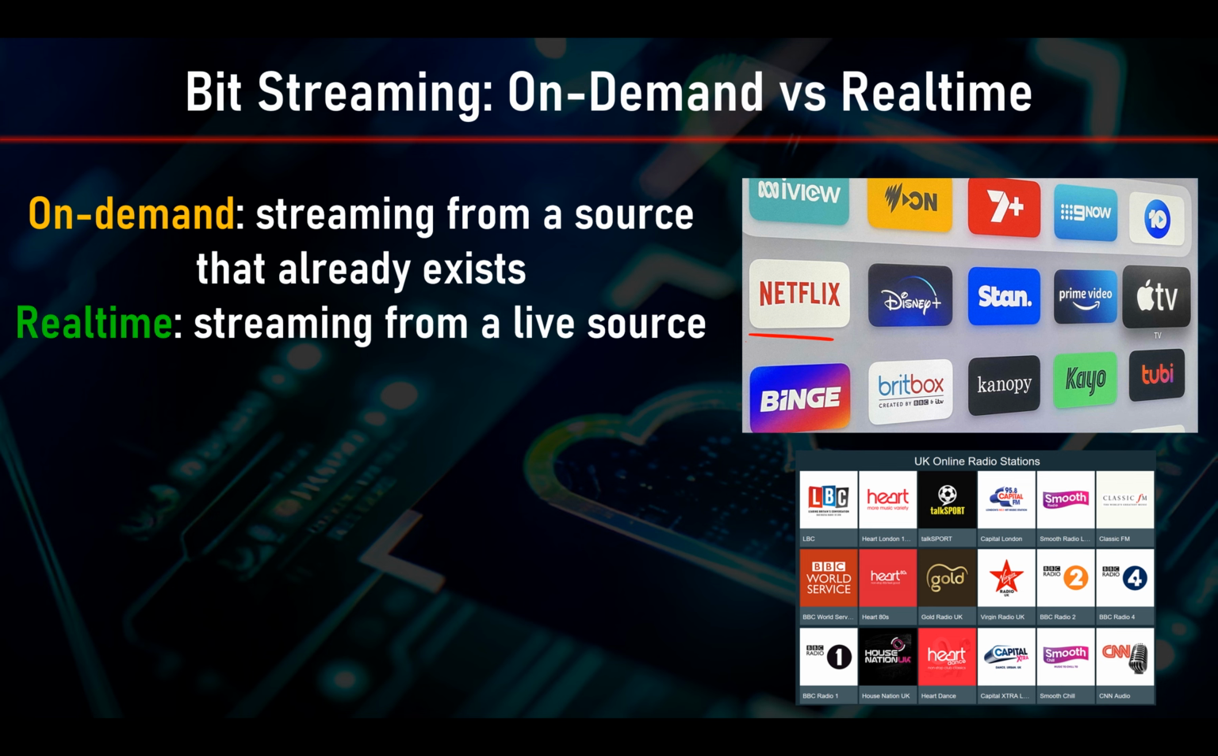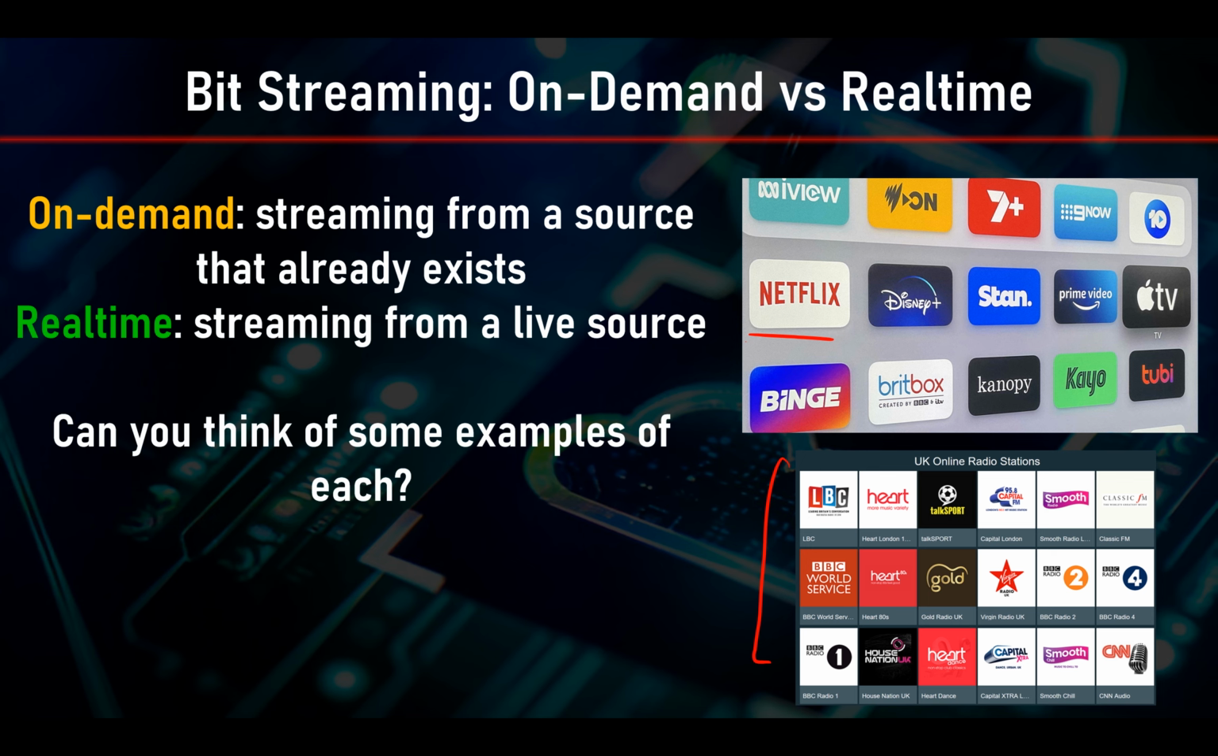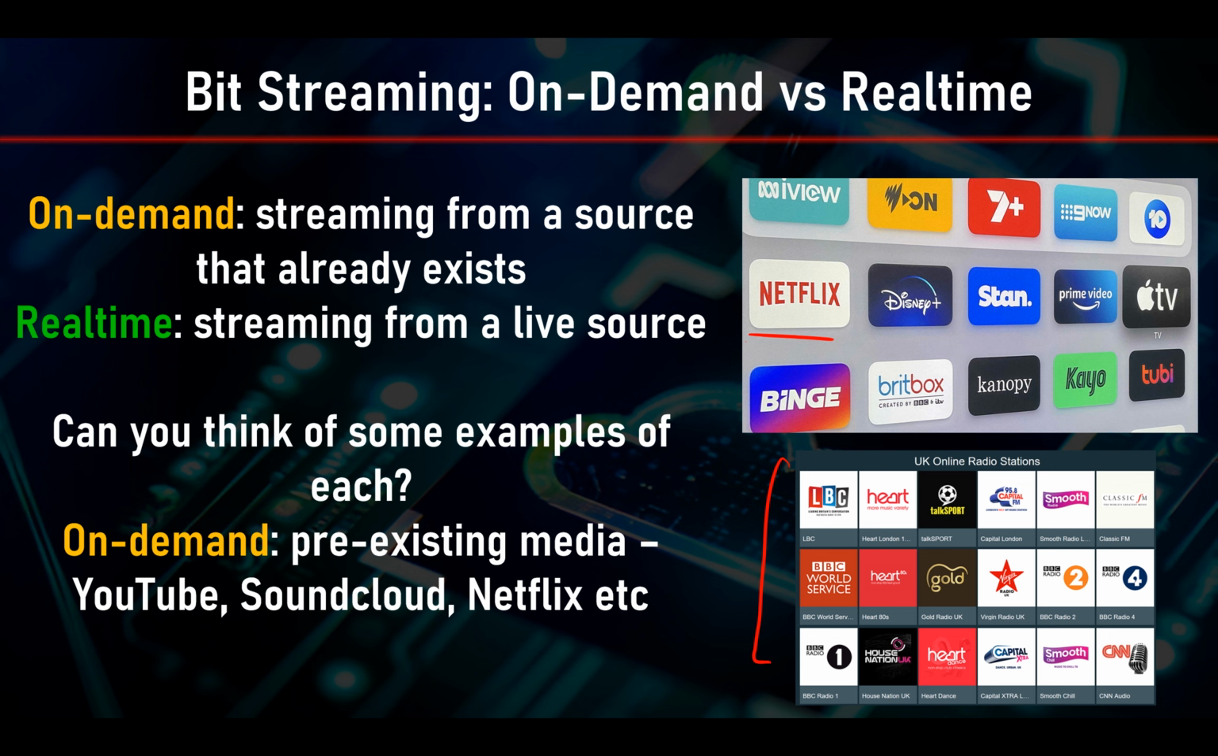Then real time is streaming from a live source. So kind of like here, if you're listening to radio stations, watching a football match, or watching Twitch or whatever streaming website. Let's try to think of some examples, and I've said a few of them. On demand is pre-existing media, so this YouTube video, for example, SoundCloud, Netflix. Of course, YouTube also has YouTube Live as well. So YouTube is going to support both.